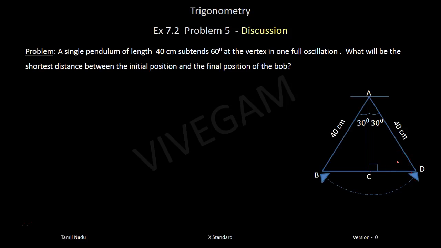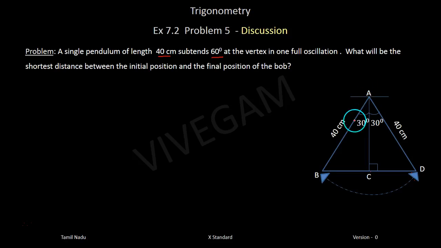Let's see it one more time step by step. What is given? The length of the pendulum is 40 centimeters. This is the pendulum in one extreme position, and another extreme position, it is the same length. And it subtends 60 degrees.